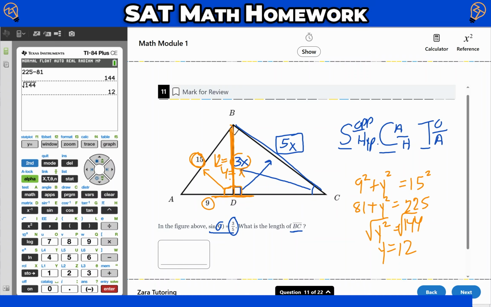If x is 4, we can just plug that in here. 5 times 4 gives us the answer of 20.